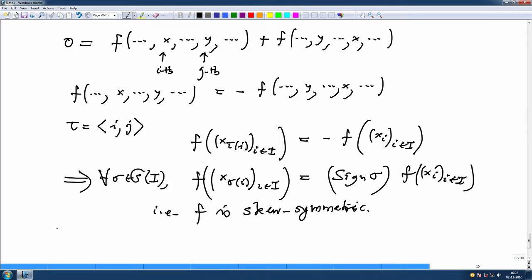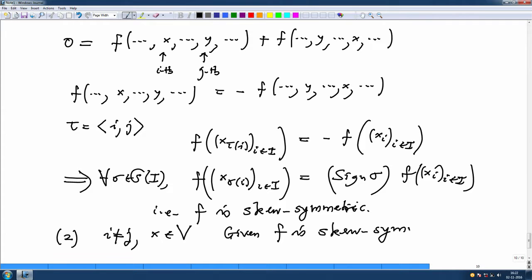Now the proof of 2. Suppose i is not equal to j and x is any vector, and we are given that f is skew symmetric, and remember we want to prove that f is alternating.